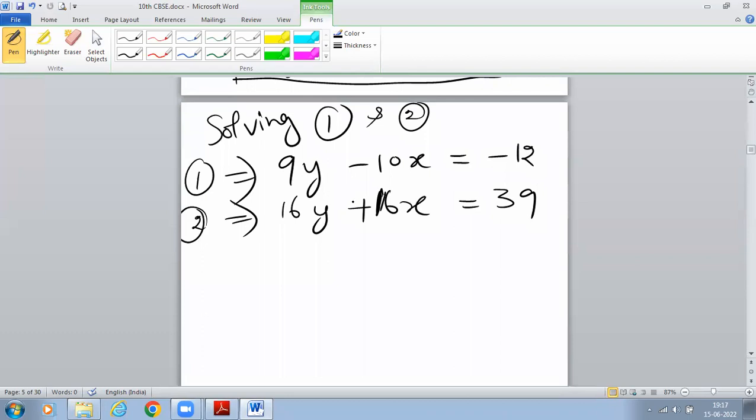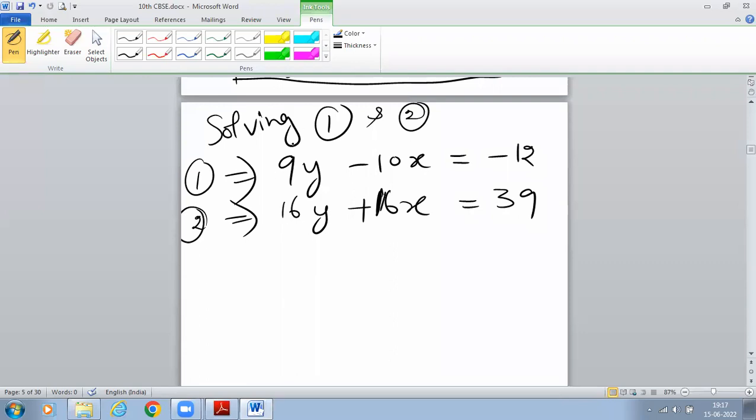First we have to decide. It is up to you. It is your decision. You can first eliminate y and find the value of x, or you can eliminate x and find the value of y. But usually what I do is eliminate the variable having the same numerical coefficient. Unfortunately, in these two equations, no variable has the same numerical coefficient. For example, the numerical coefficients of y in equations 1 and 2 are different, that is 9 and 16.